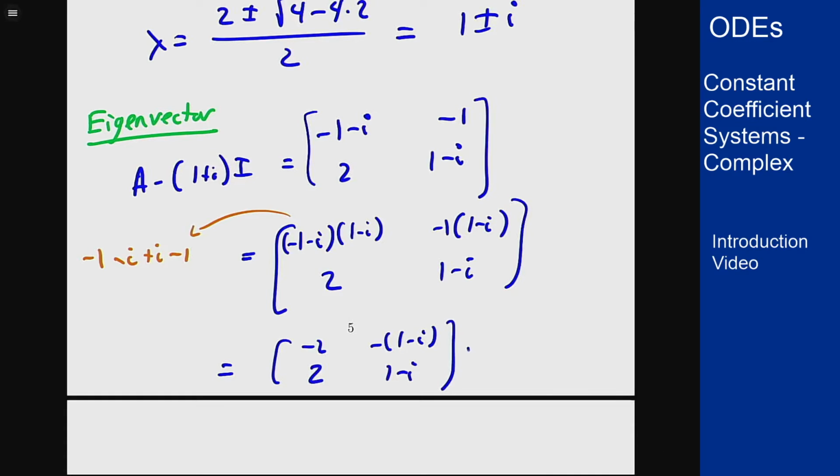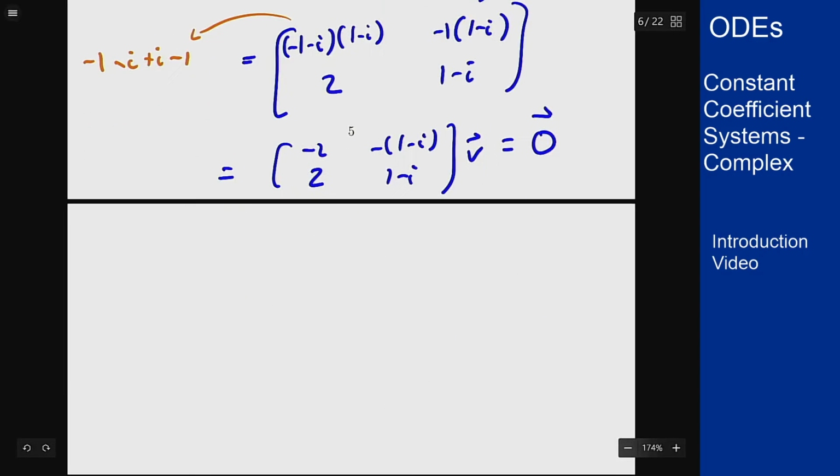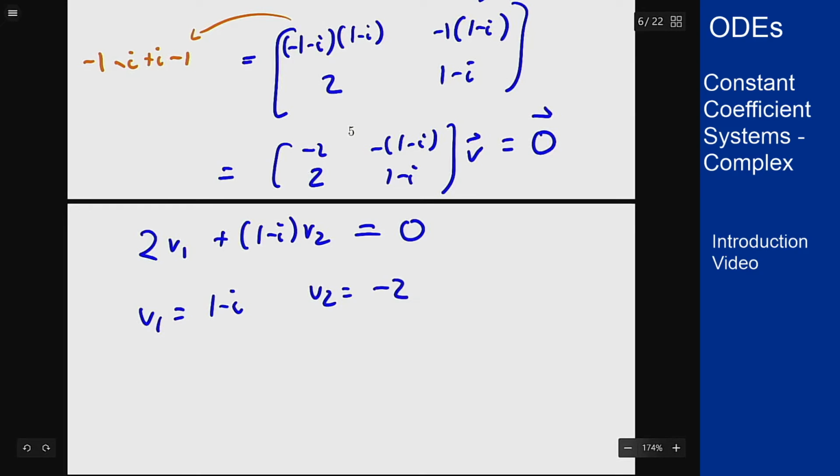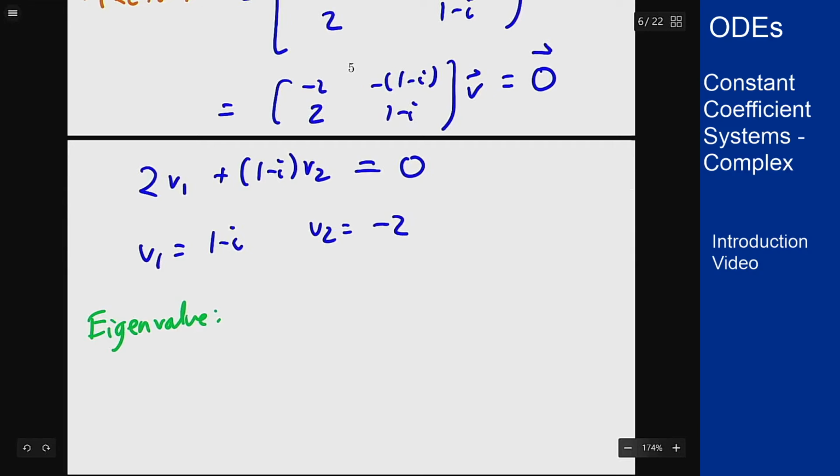And now I want this times a vector v to equal 0 to find the eigenvector. And the second row here tells me that 2v1 plus (1 minus i) v2 must equal 0, which I can make happen by setting v1 equal to 1 minus i and v2 equal to negative 2, because that makes the whole thing go to 0. So that means I have eigenvalue 1 plus i with corresponding eigenvector (1 minus i, negative 2).